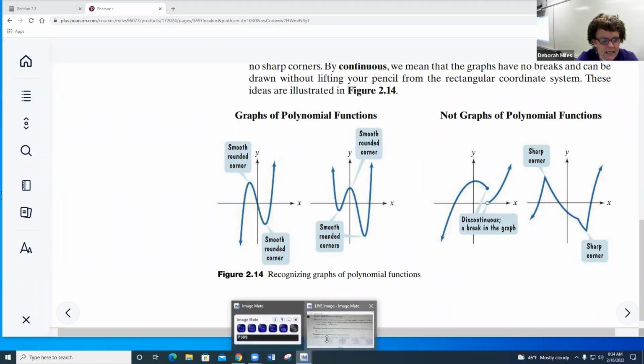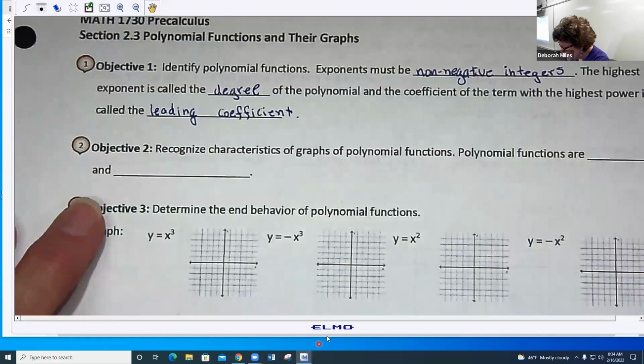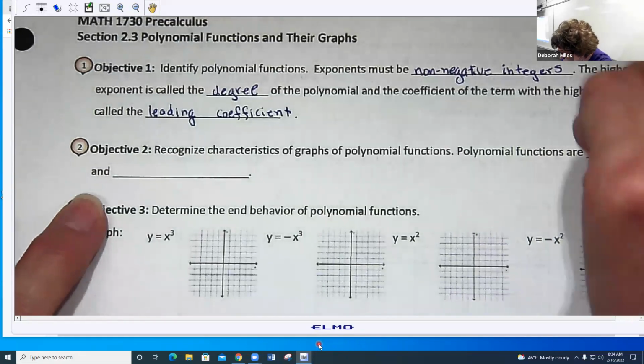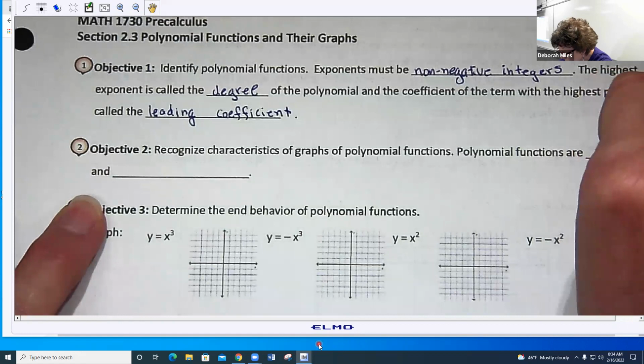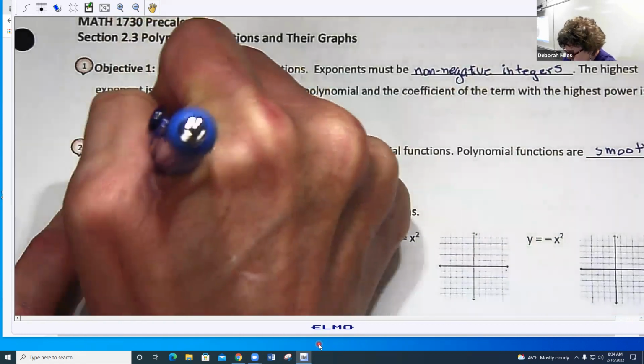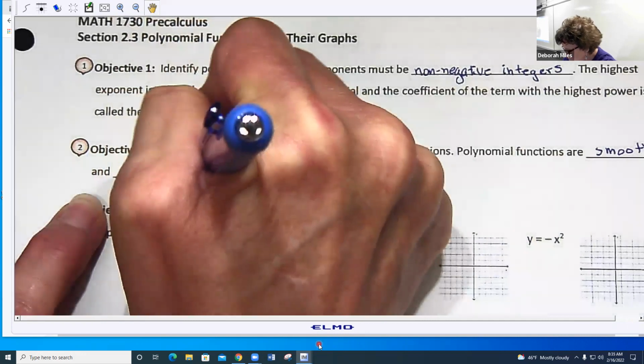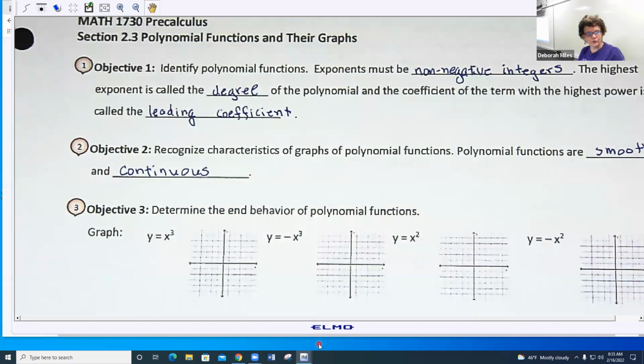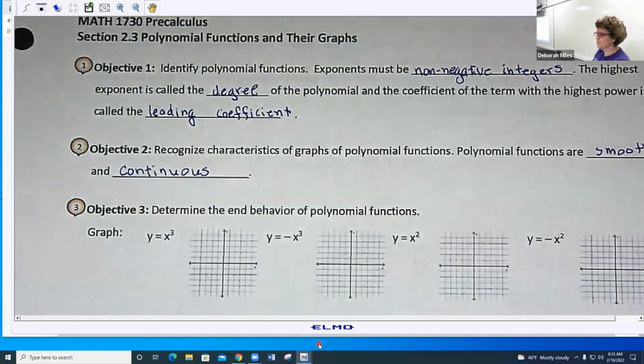That's the second thing in the notes. Polynomial functions are smooth and continuous. They don't have any skips or jumps or sharp turning points.